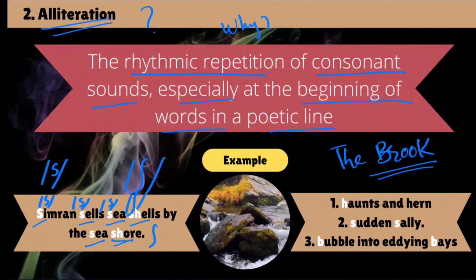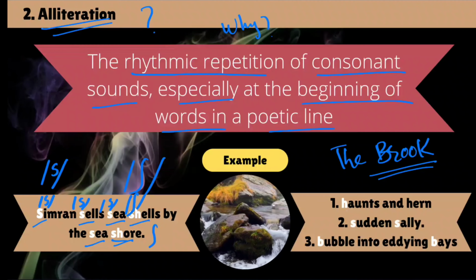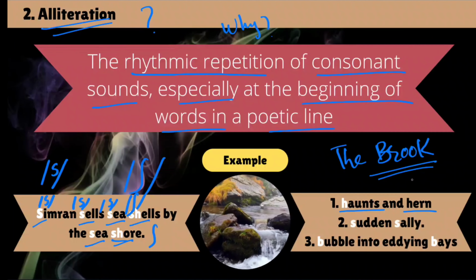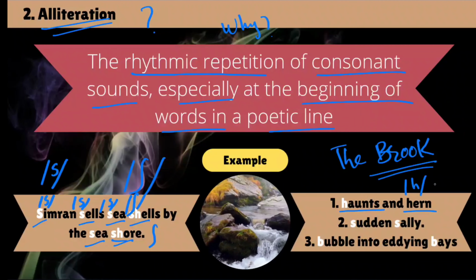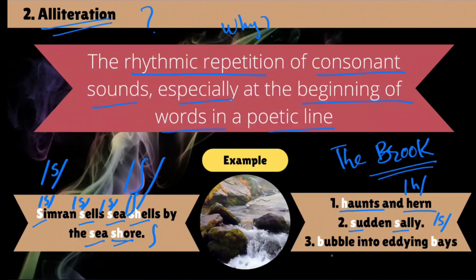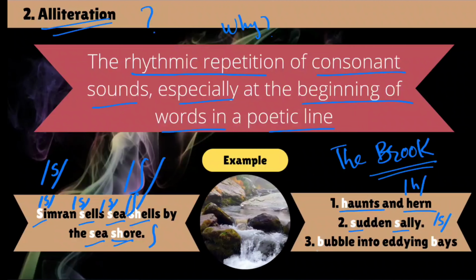Now let's look at a few examples from the poem itself. As you can see, haunt and heard. In this line, the poet has repeated the consonant sound h. In the second line, as you can see, sudden Sally, the poet has repeated the sound s. And in the third line, as you can see, the poet has repeated the consonant sound b.